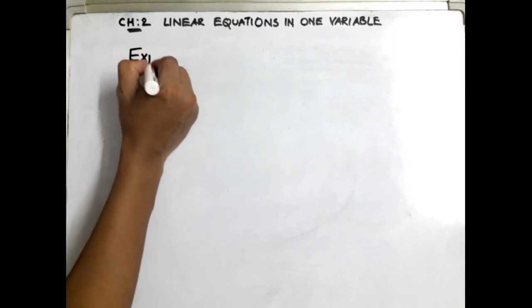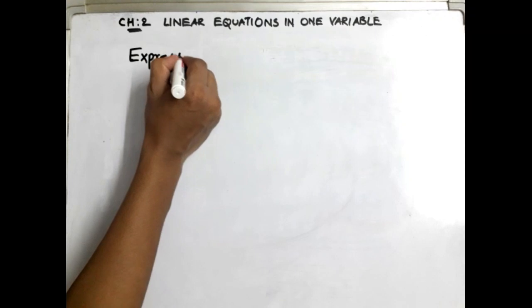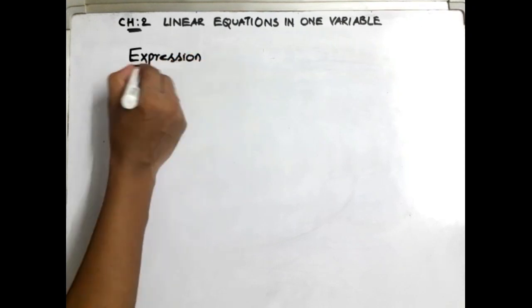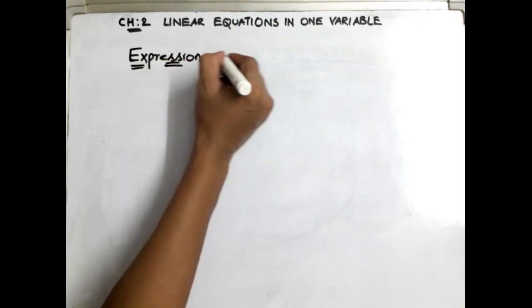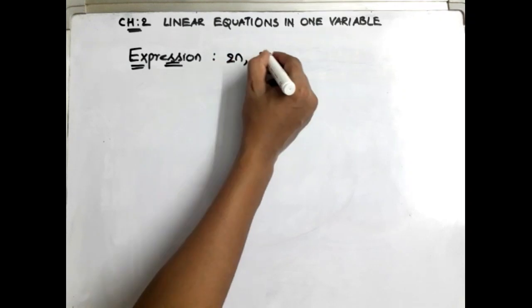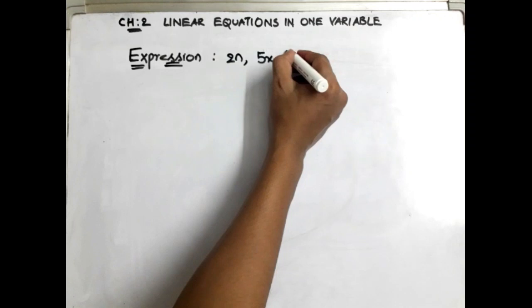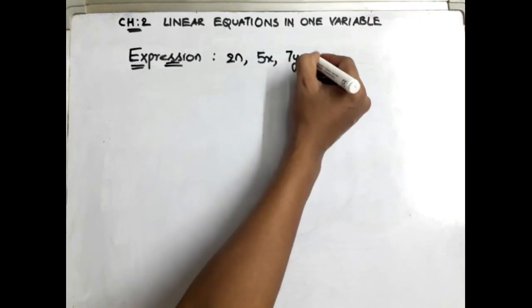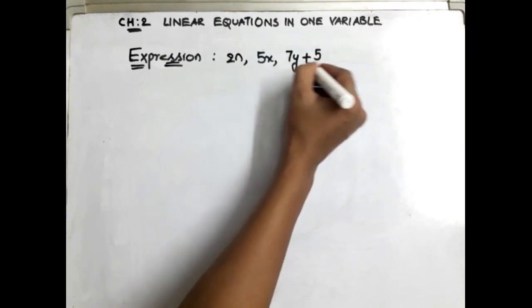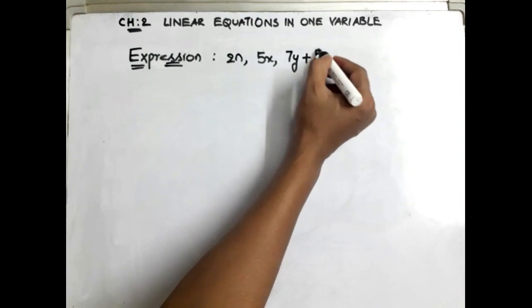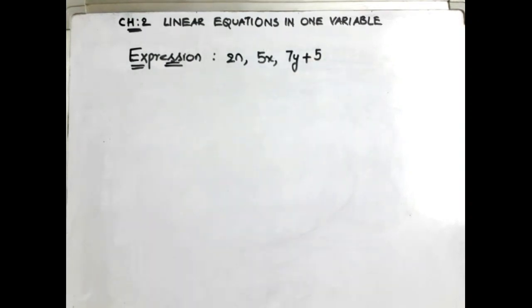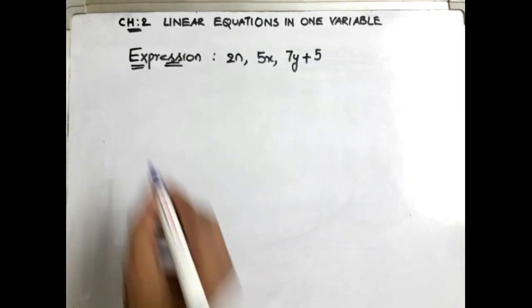So the expression we wrote like this, 2n, 5x, and we can take 7y plus 5. Even this is also not a problem because 5 is a constant term here. So now, what is an equation? I will tell you, please look.